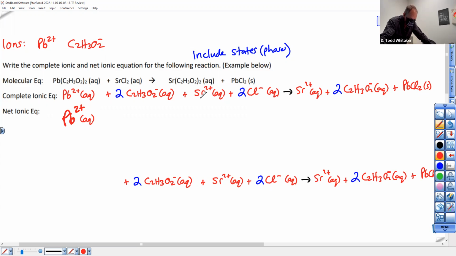Did strontium change at all? It began as strontium ion dissolved in water. It ended as strontium ion dissolved in water. It did not change. It does not show up in the net ionic equation. Did chloride change? It went from chloride ion to being part of a precipitate. Yes, it changed. I need the chloride ion.